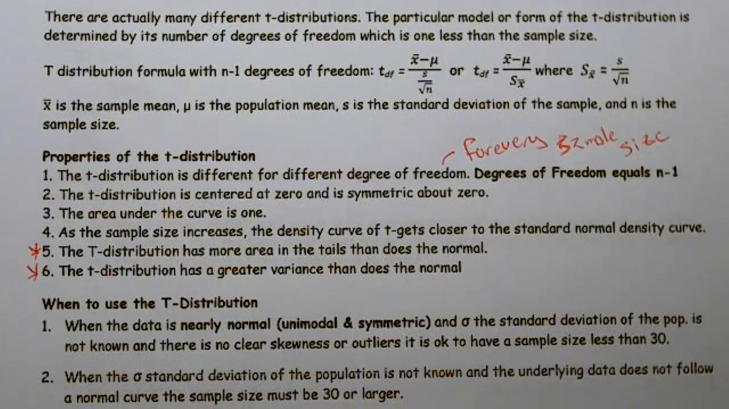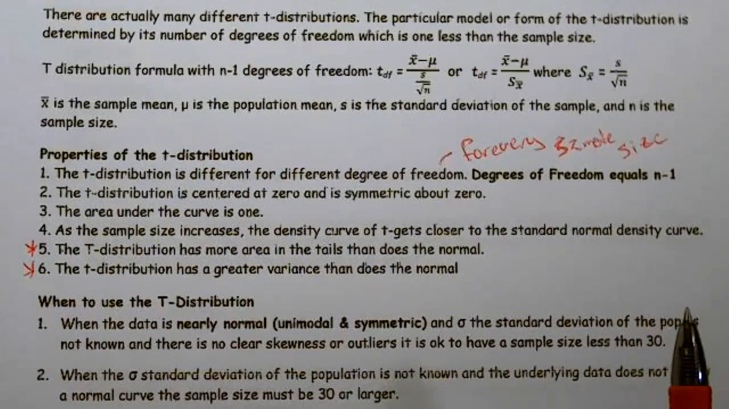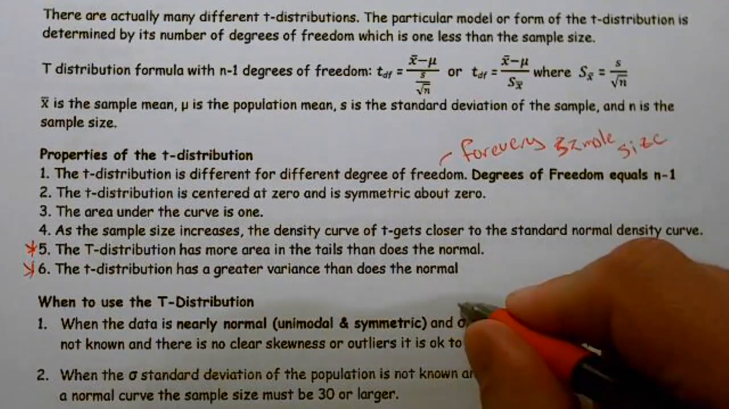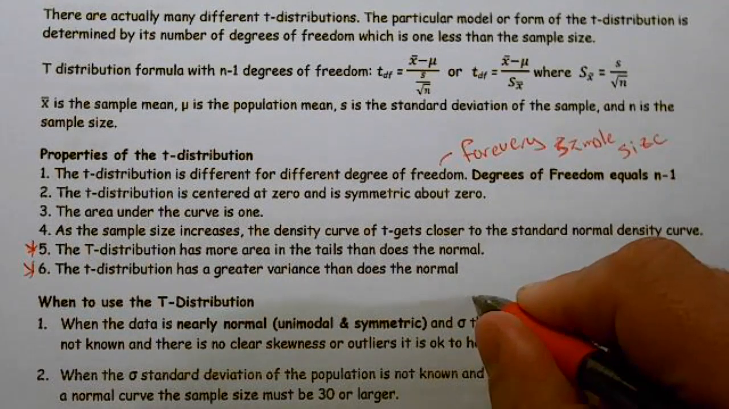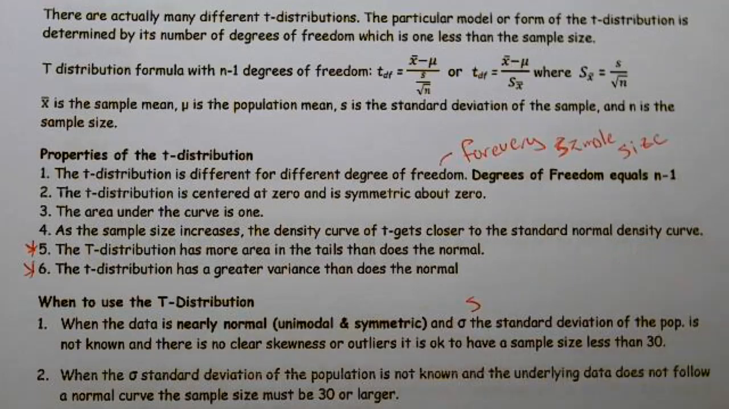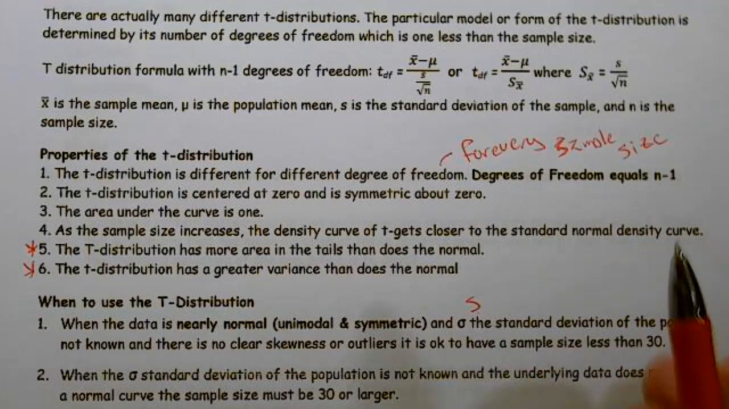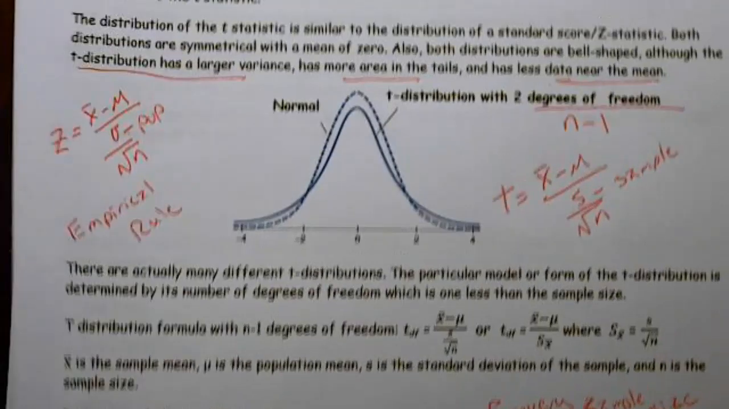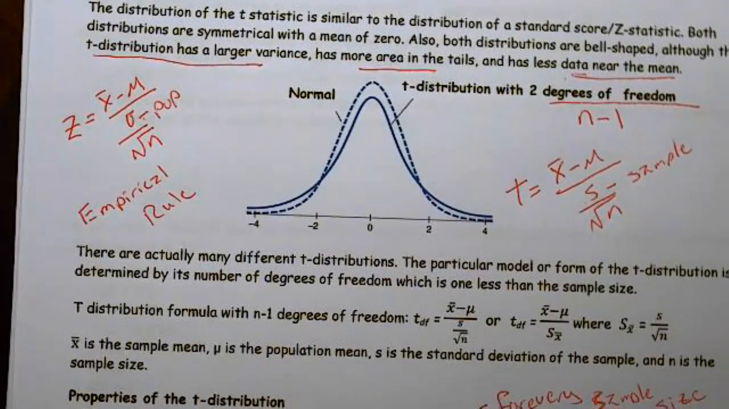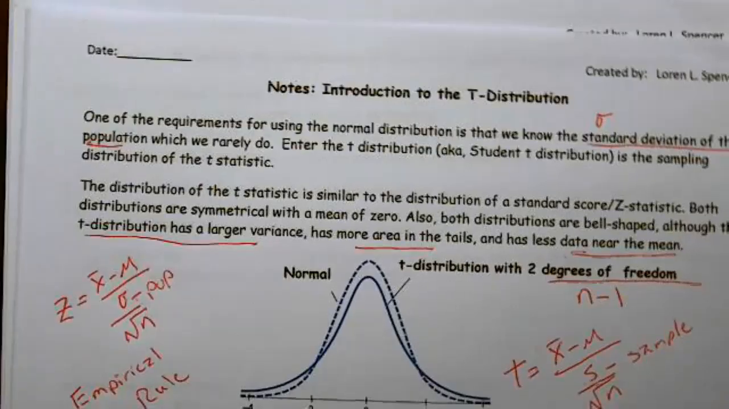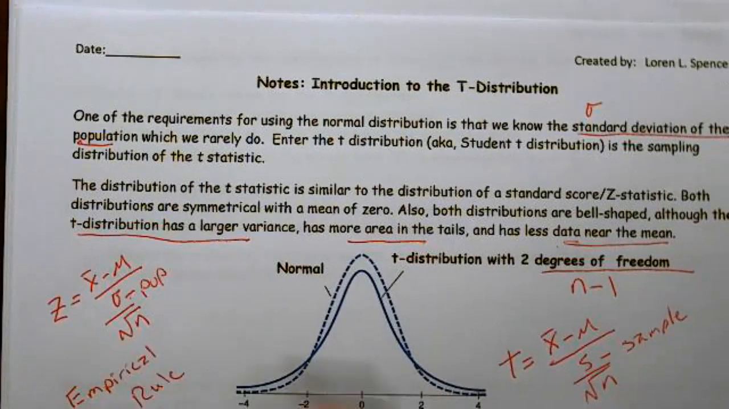So when can we use it? We can use it when the data is nearly normal and there are no clear skewness or outliers. But the main thing is we're going to use it when we have the S, the standard deviation of the sample, rather than the standard deviation of the population. All right, so let's make some comparisons, and you'll see very quickly on the next page how similar these formulas are up until the calculator part.